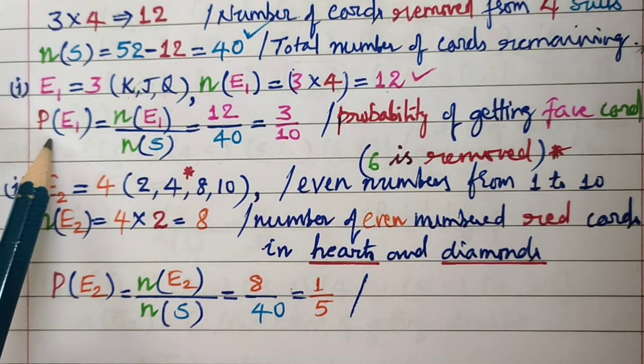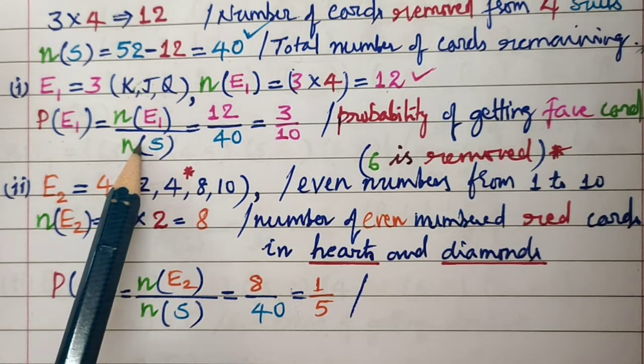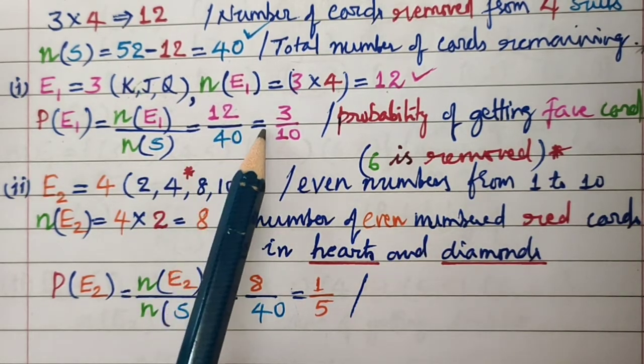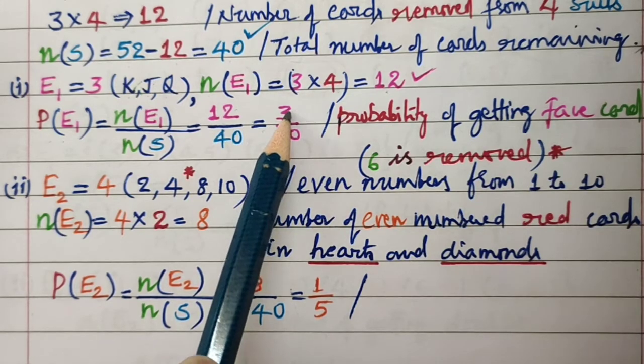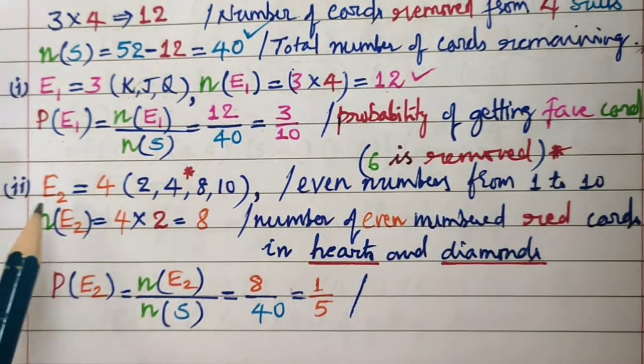Then the probability of getting a face card is equal to the number of face cards divided by the total number of cards, that is 12 by 40, which gives 3 by 10 as the probability of getting a face card.